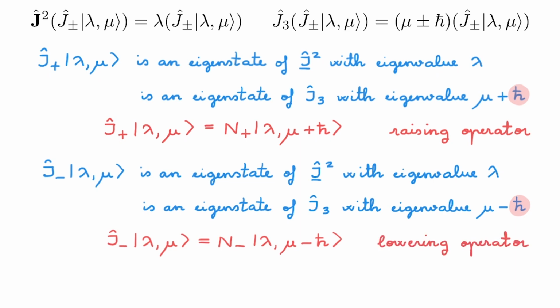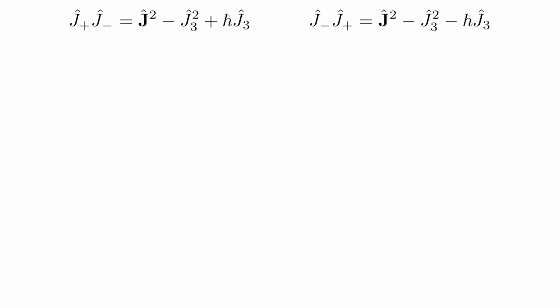Acting with the raising operator multiple times allows us to go up a ladder of eigenvalues, every time adding an extra ħ, while acting with the lowering operator, we go down a ladder, removing one ħ each step. Hence the collective name ladder operators. Let's look in more detail at the new states generated by applying the ladder operators.